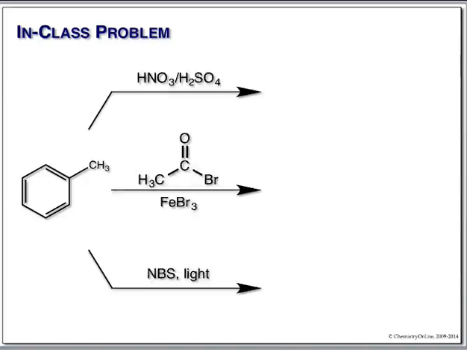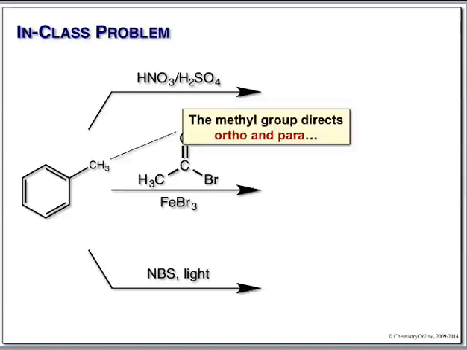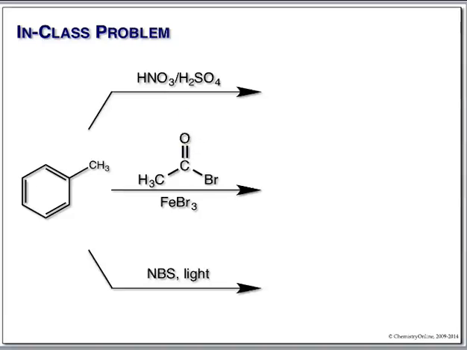Our next one, we're doing nitration, aren't we? We have nitric sulfuric acid mixture. Our electrophile is going to be NO2+. We still recall that even though we're putting on a nitro group, the methyl group is still going to direct it down here, para to itself, ortho and para. The product of the reaction would simply be the 4-nitrotoluene.